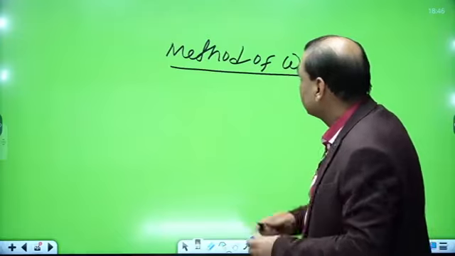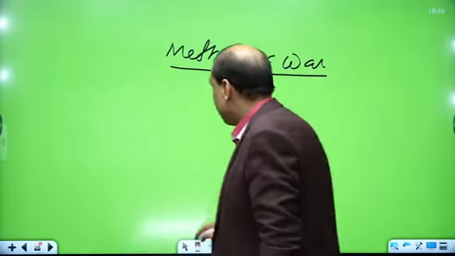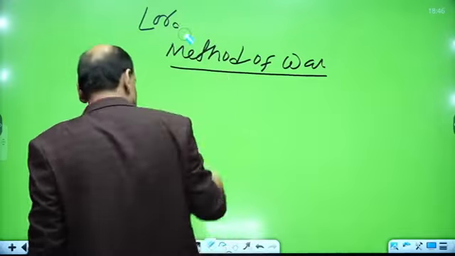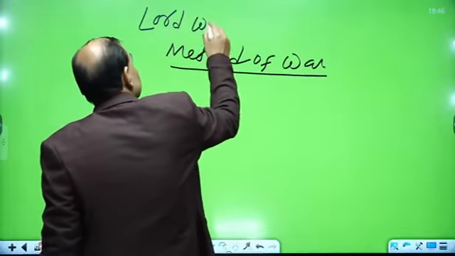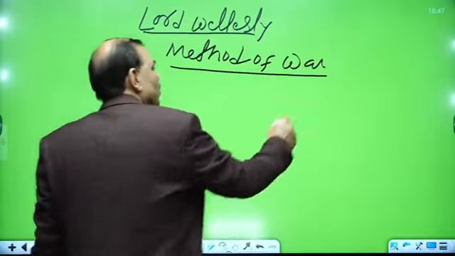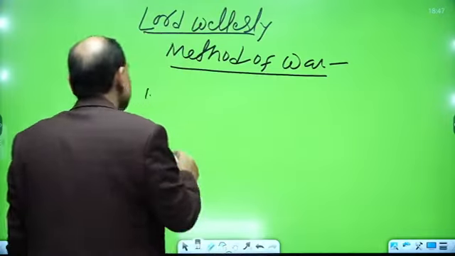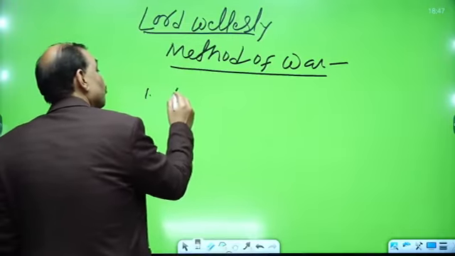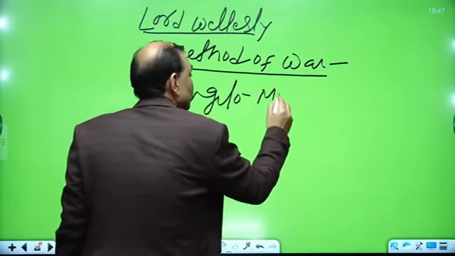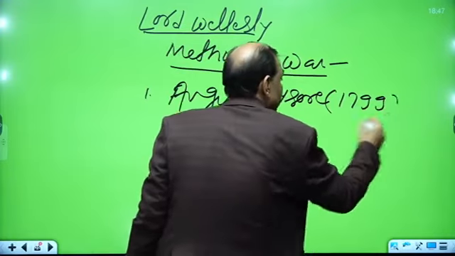Here I have just talked about the method of war. And the method of war, this Lord Wellesley had to follow this policy first. Lord Wellesley, method of war. What is the method of war, you know? So just observe here. The first war is the Fourth Anglo-Mysore War, which I have already discussed with you, in 1799 with Tipu Sultan. So I think this point is crystal clear to you.